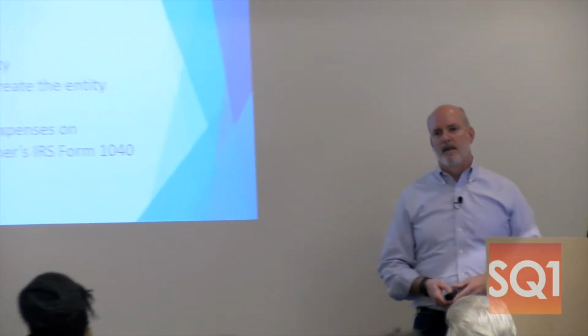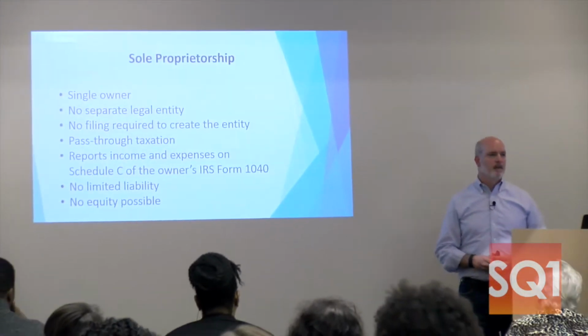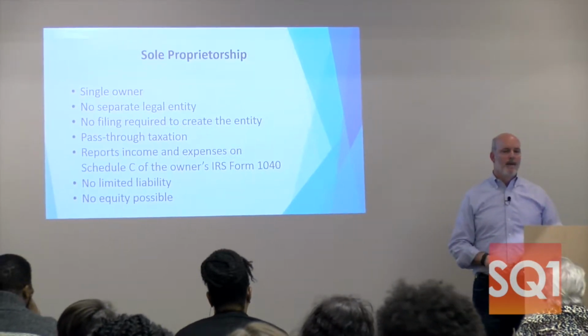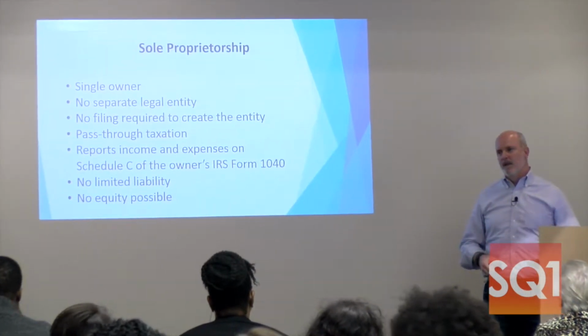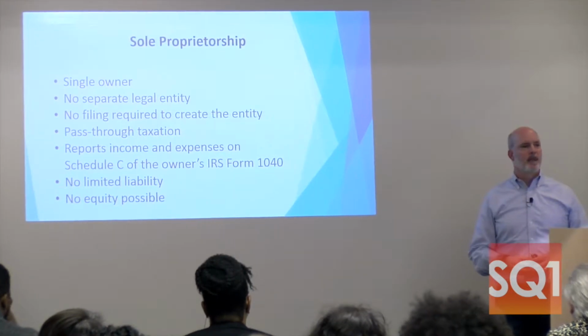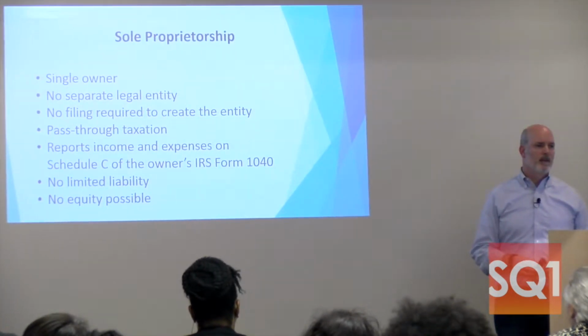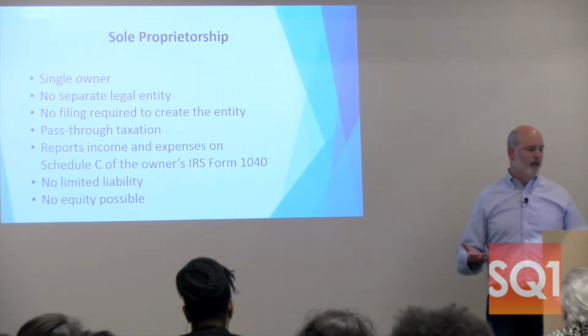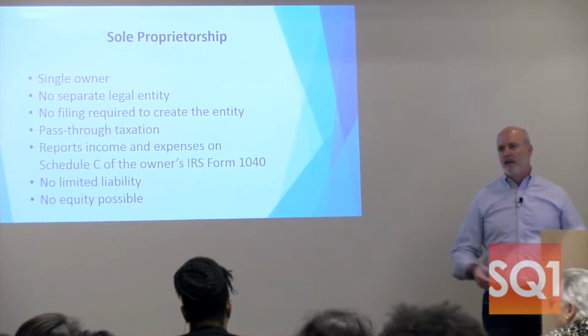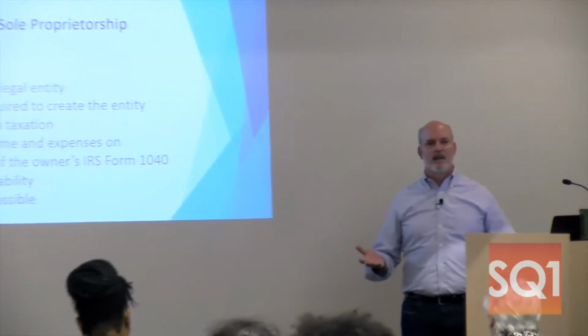So now I'm going to go through the various types of entities fairly quickly. Apparently the most common is a sole proprietorship, and this is a single owner company. If you're doing business by yourself and you didn't form a company by filing something with the Missouri Secretary of State, you're a sole proprietor. So there's no separate legal entity at all. It's simple, easy to get started.